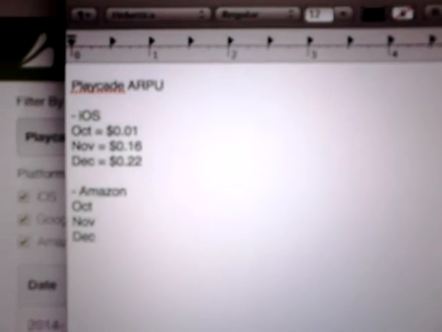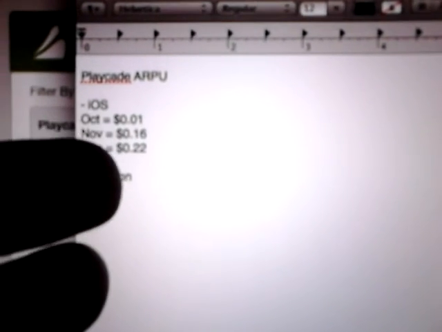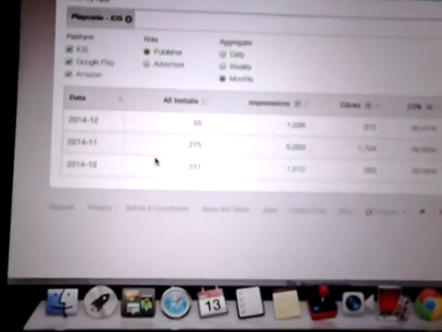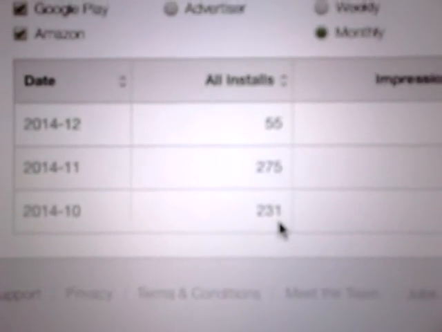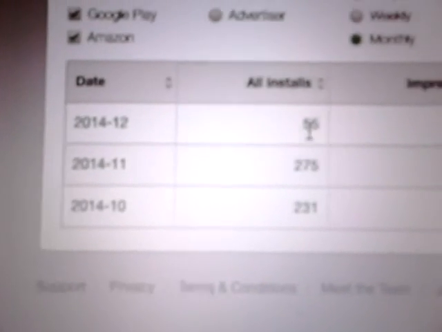So definitely look what we've got here. We've got October was 1 cent, 16 cents, and then 22 cents so far. Very low number of installs, guys. This is not a very accurate, how can I say, there's not a lot of statistics, a lot of installs to show these numbers, but I think it's not been too bad. So if we're looking at iOS, for example, we had 231 installs in October, 275 in November, and 55 so far in December.